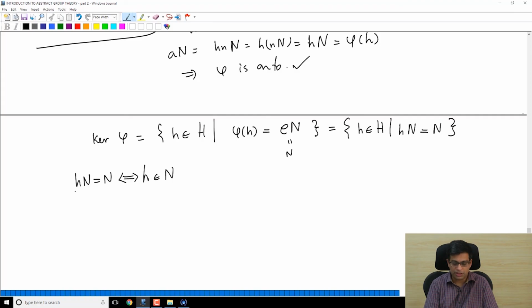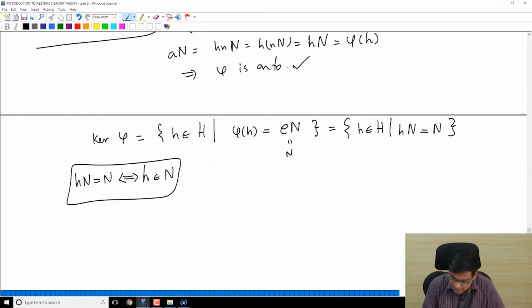Certainly so, because if h is in N, then hN and N have something in common, so they must be identical. Any two cosets are either identical or disjoint. So if h is in N as well as h is in hN, because h is h times identity, they are identical cosets. On the other hand, if hN is equal to N, certainly h will be in N because h is in hN.